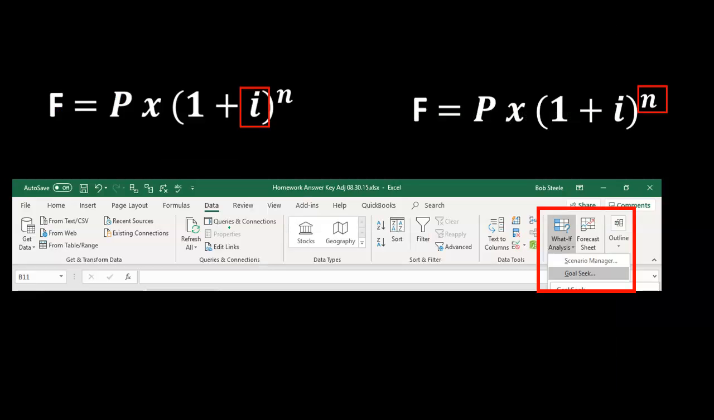Now also note that if we have this formula, F equals P times 1 plus i to the n, we could solve for F if we know everything else. But if we have everything but the interest rate, then of course we can solve algebraically for the interest rate, or if we have everything but the number of periods, we can solve for the number of periods. We could do this algebraically, but we can also do it with Excel. And the way we do it with Excel is we can use this goal seek feature. The goal seek is going to be over here in the what if analysis, under the data tab. So data, what if analysis, goal seek.